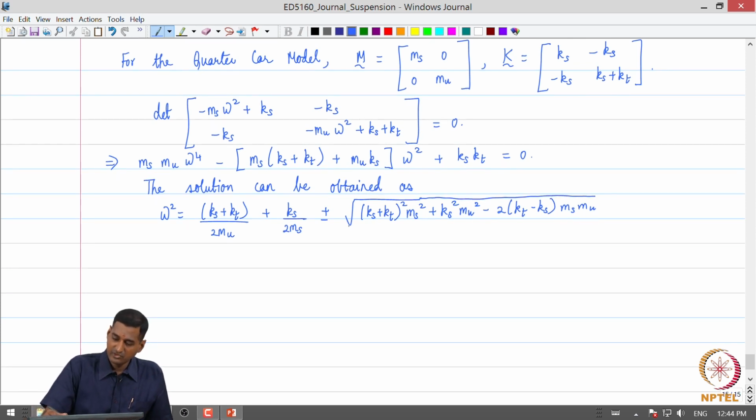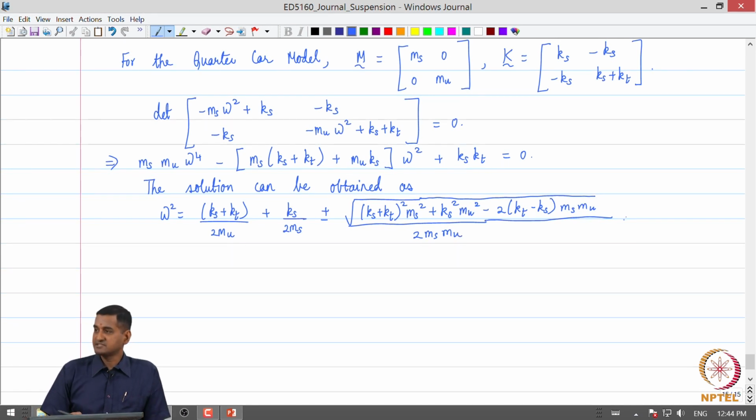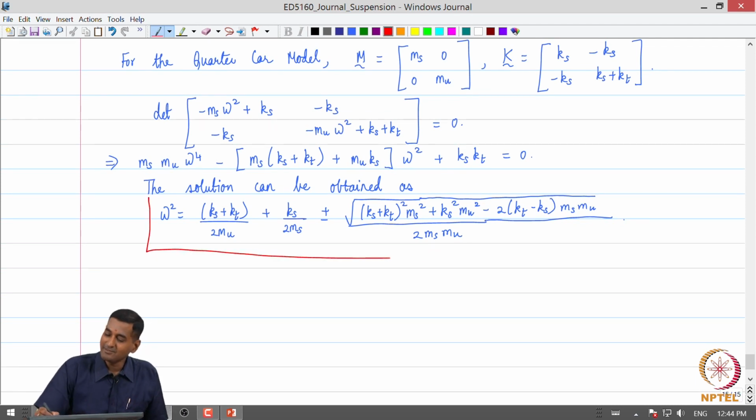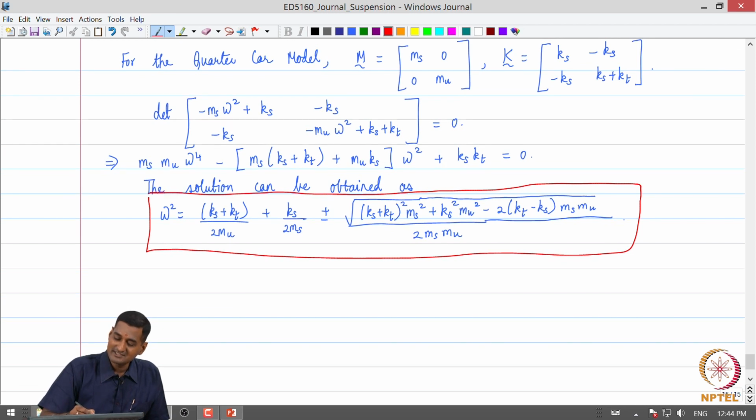Okay, the whole thing divided by 2 ms mu. Okay, so that's the equation. So, you can see that it is certainly not square root of k by m, that is what we expect, what we got for a single degree of freedom system.